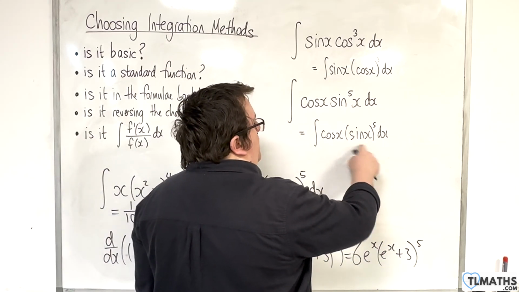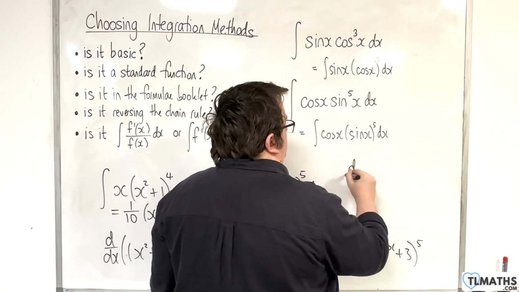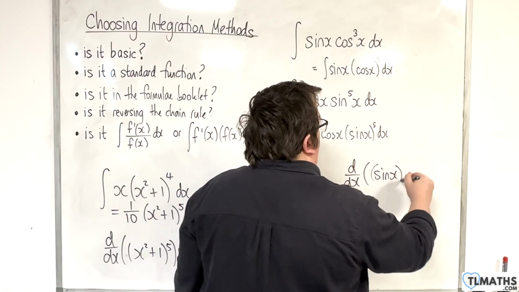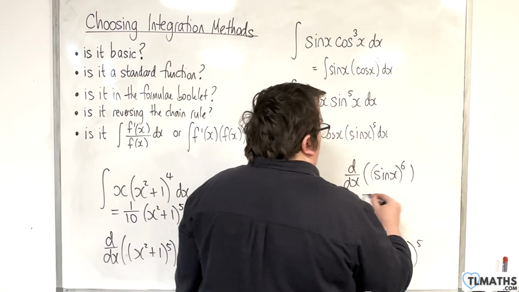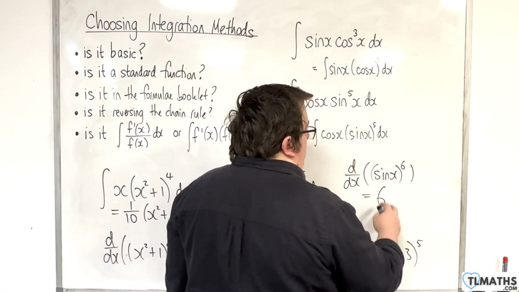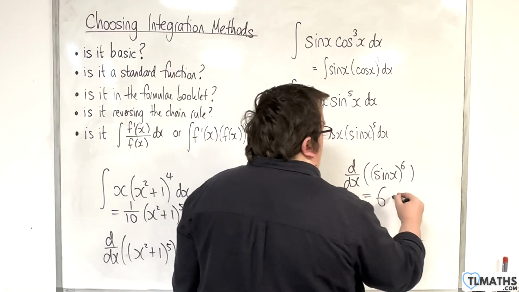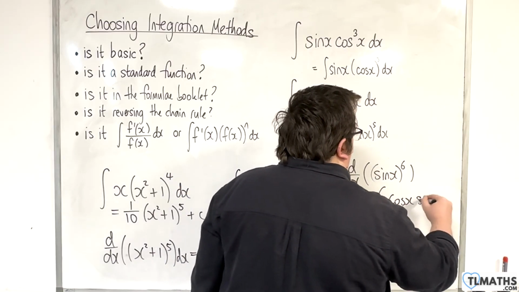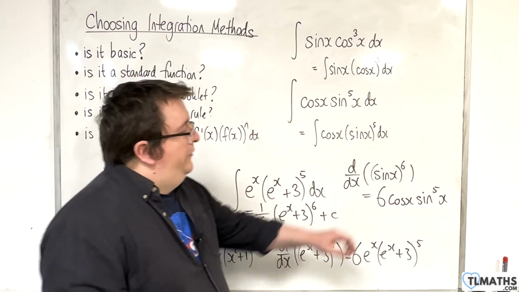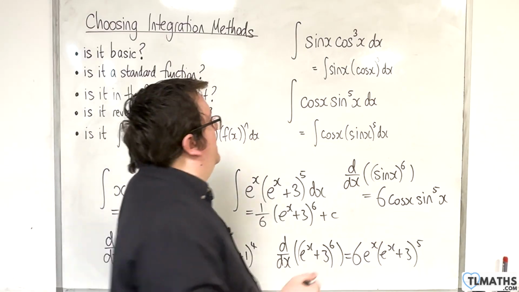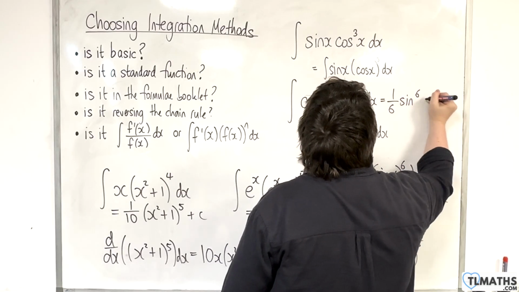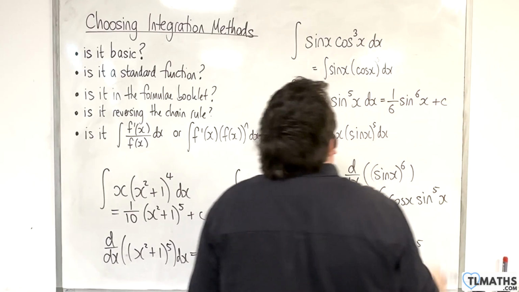But imagine adding 1 to the power of the sin x and having sin x to the 6. What does that differentiate to? Well, the 6 is going to come down to the front. The derivative of the inside comes outside, so that's cosine x. And we're going to take 1 from the power. So we're going to have 1 over 6 come out the front. So this is 1 over 6 sine to the 6 x, plus c.